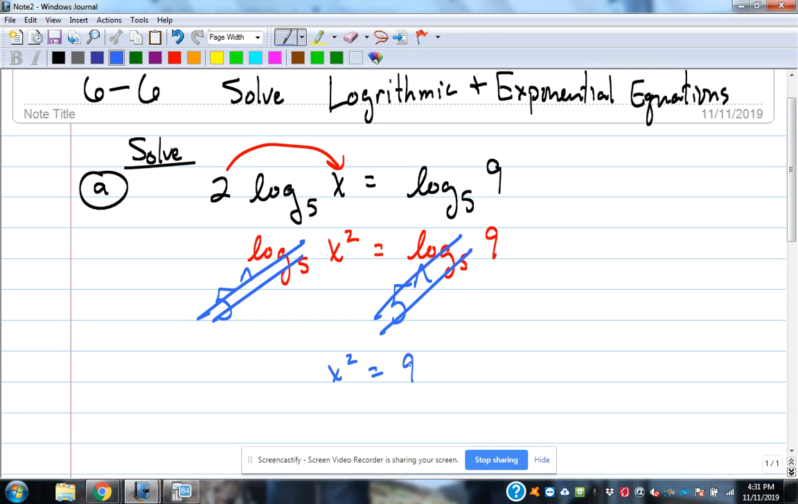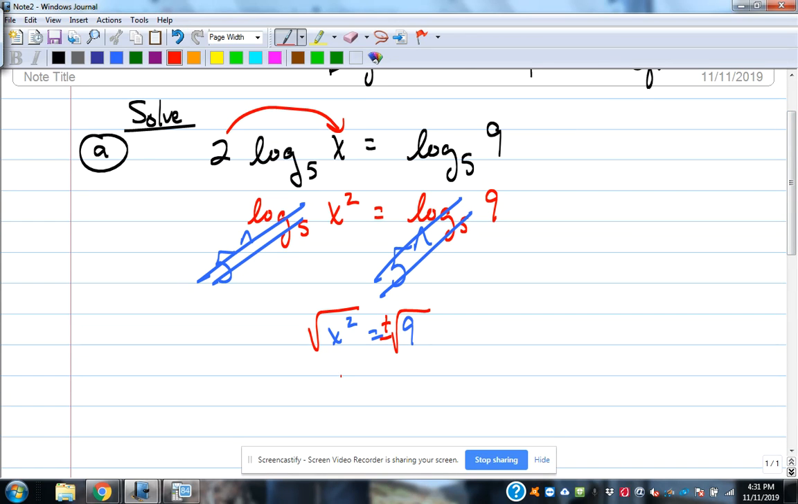And then how do you solve that equation? Since there's no logs on it anymore, it's back to a regular math problem. You just take the square root of both sides. And anytime you take the square root of a number, you've got to put the plus or minus in front of it. So the square root of 9 would be positive or negative 3. This is where we have to check our solutions to make sure they work. So we have two solutions: x equals positive 3 and x equals negative 3.